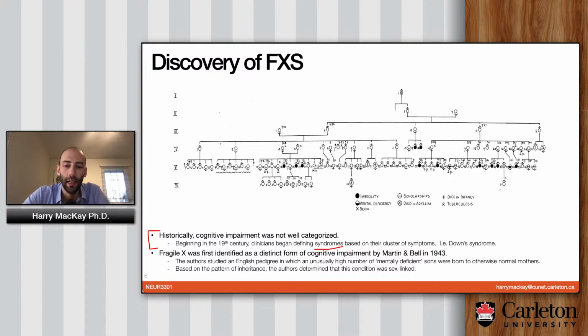So here is a pedigree chart by Martin and Bell. They were English physicians in 1943, and they were looking at the pattern of inheritance of this pattern of cognitive impairment seen in an English family. This family had an unusually high number of what they called mentally deficient sons who were born to what appeared to be otherwise normal mothers. And so they drew out this entire pedigree going back many, many generations. Here, upward arrows in the chart are males and downward arrows are females. Filled circles are cases of full-blown cognitive impairment, typically in males. They called that imbecility. This was the official medical term for cognitive impairment in those days. So somebody who had this would be an imbecile.